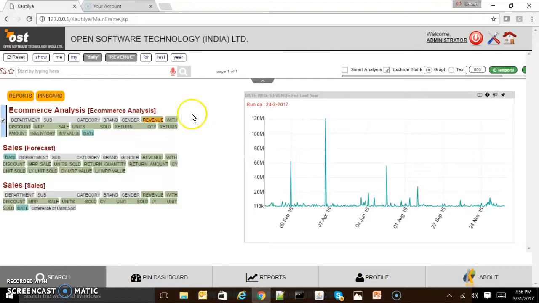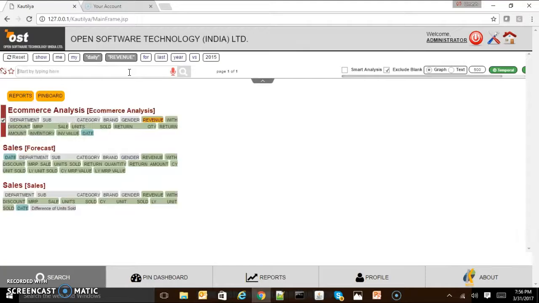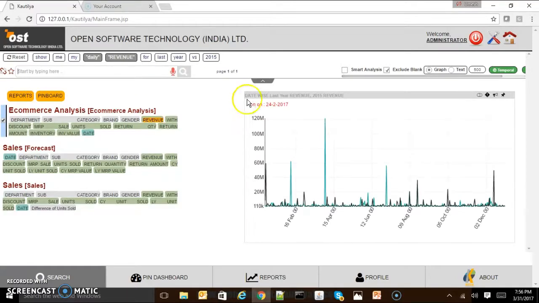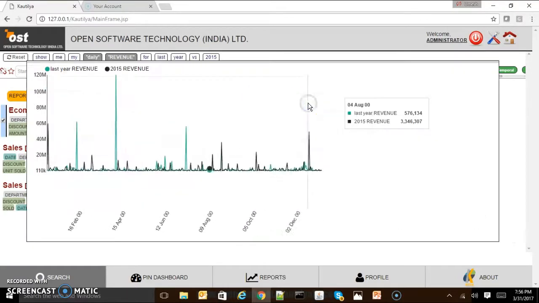So I'm seeing this for last year, but I'm now just a little bit worried, and I may want to see this as a comparison to 2015, because I want to see how my data is growing. So I've just changed this from just last year to last year versus 2015. Let's see now what happens. So now I have an overlaid line on this. Let me zoom this up.